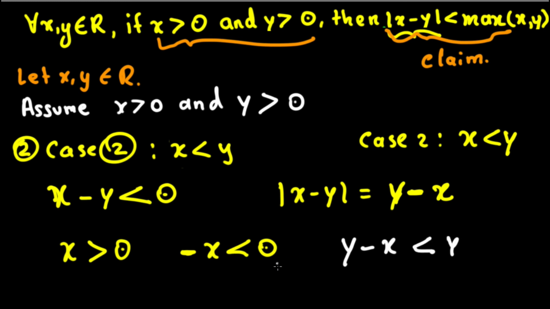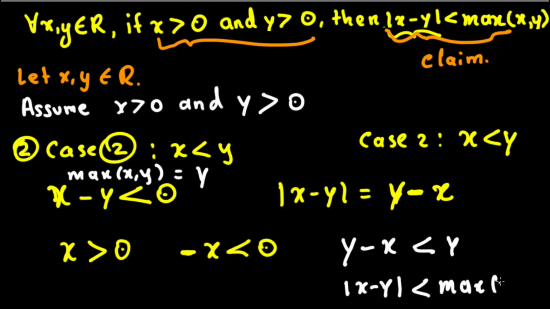The absolute value of y minus x is equivalent to the absolute value of x minus y, and we know that y is our max in this case. The max of x, y is y because y is greater than x. Since y is the max of x, y, instead of y we can write the max of x, y. Therefore we prove the claim in the second case too: the absolute value of x minus y is less than the max of x, y. We proved it in both cases, therefore this statement is proved.